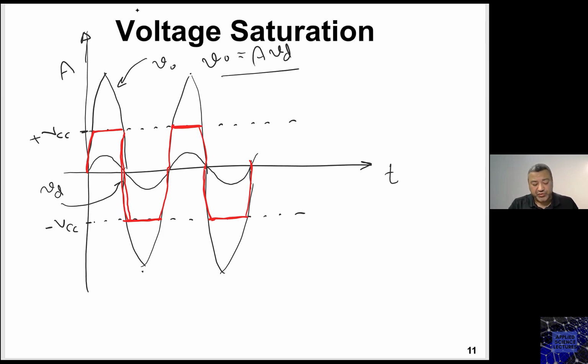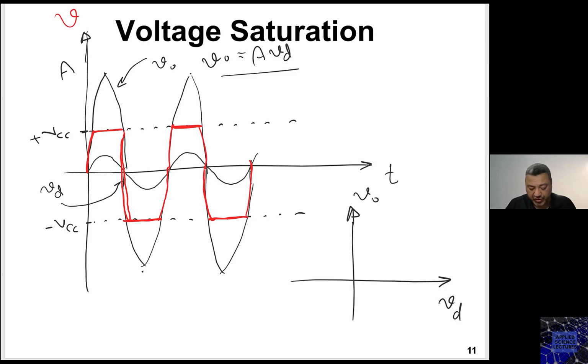So this is just to explain what the saturation is and why the saturation is happening. Now, if I am to interpret this in terms of VD versus V naught, the gain is going to be constant in between. So you reach a point here where the gain is going to be constant, right? And then it reaches the saturation.